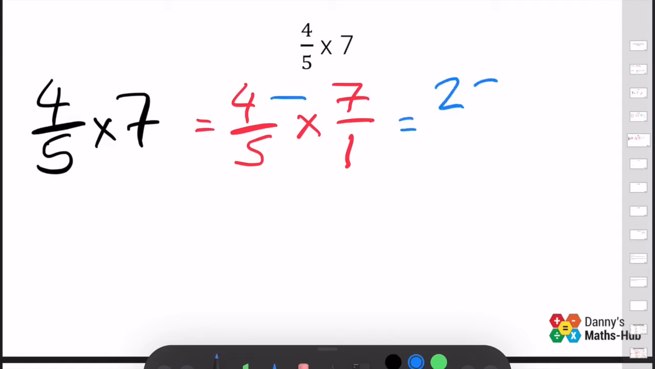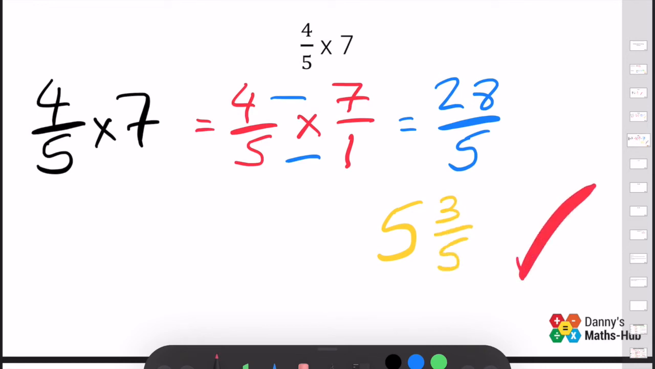4 times 7 is 28. 5 times 1 is 5. We have 28 over 5. We now need to convert this into a mixed number so it's in its simplest form. How many 5's go into 28? 5, remainder 3. We have our final answer, and we're done.